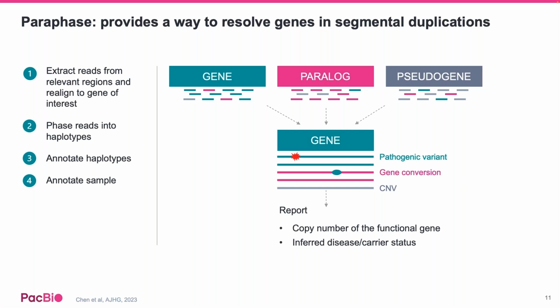A JSON file will be provided to summarize the haplotypes and variant calls for each gene family in each sample, and users will be able to infer the disease and carrier status from the information there.